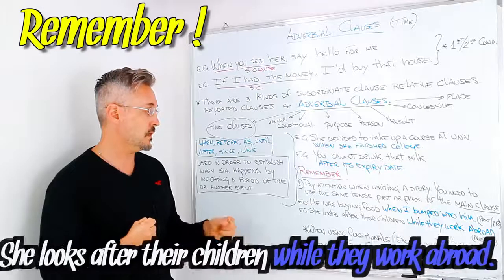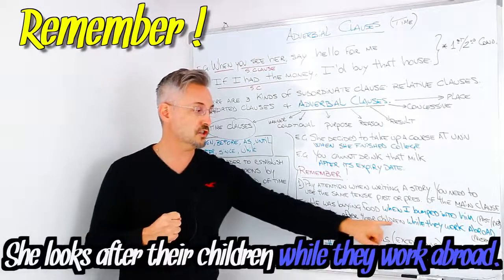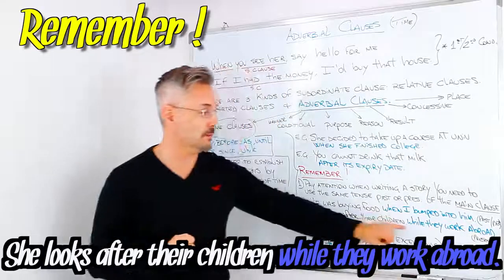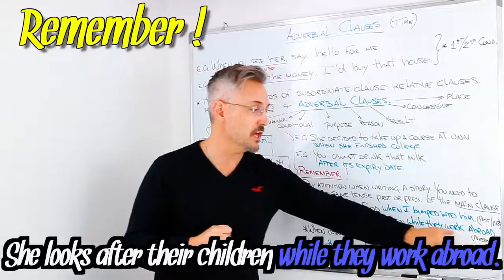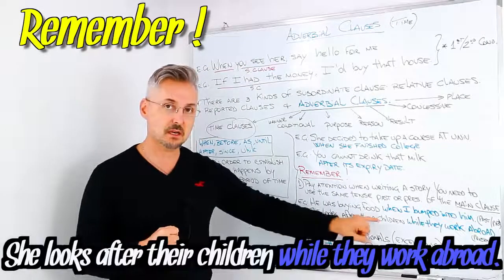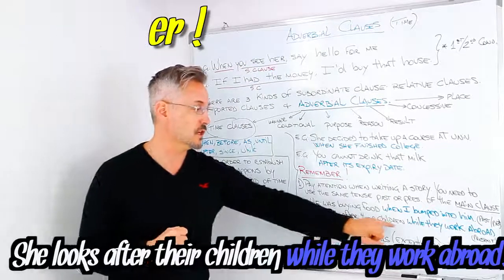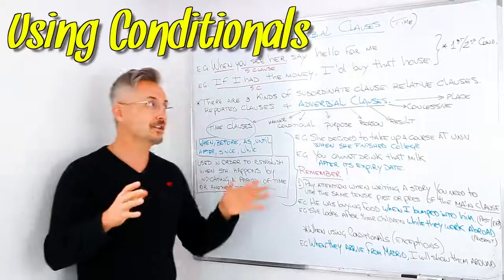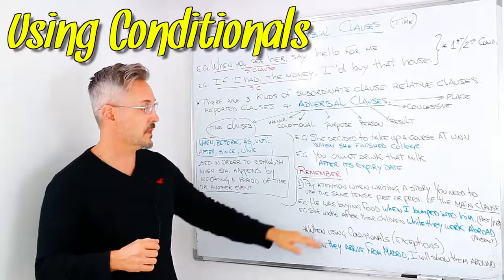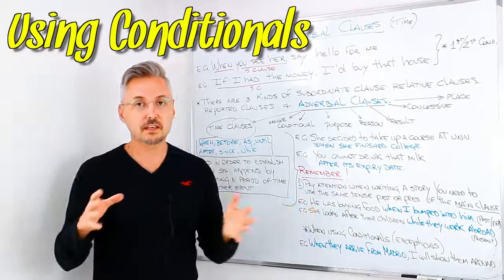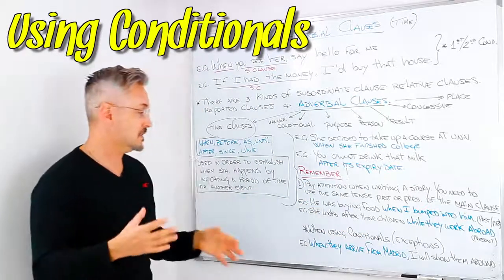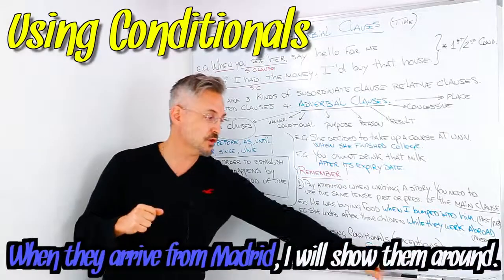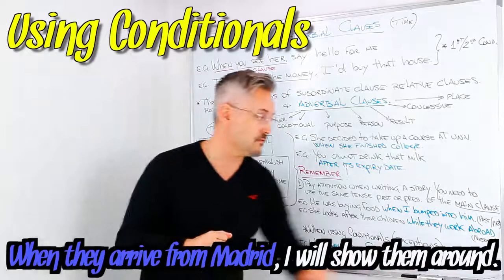Another example. She looks after their children while they work abroad. So the time clause, while they work abroad, is in the present, and the main clause, she looks after children, is also present. When using conditionals, like here, obviously these are the exceptions. And I gave you another example. When they arrive from Madrid, I will show them around.